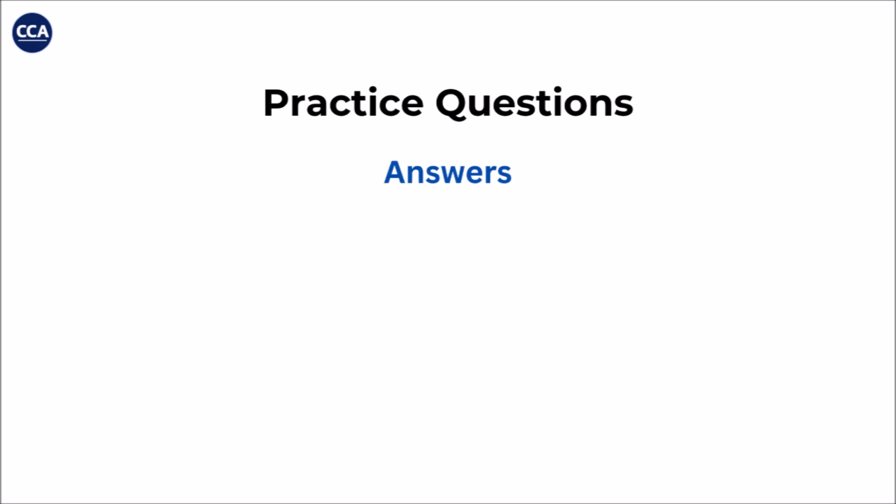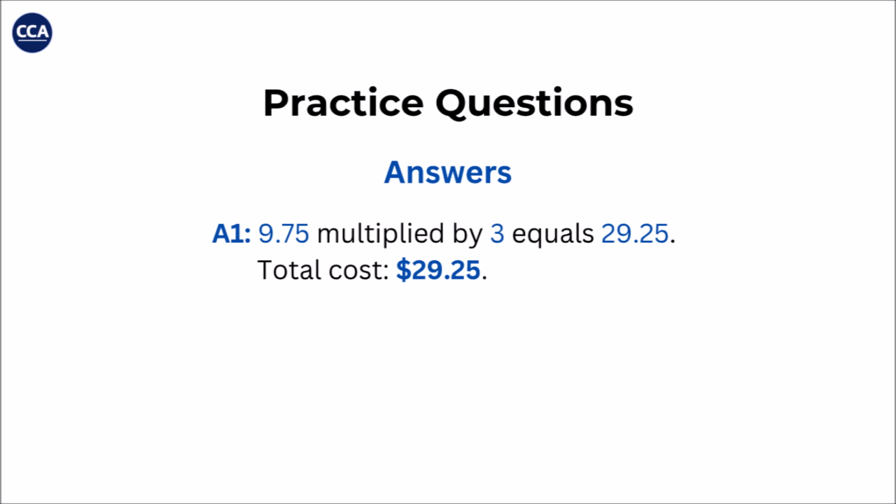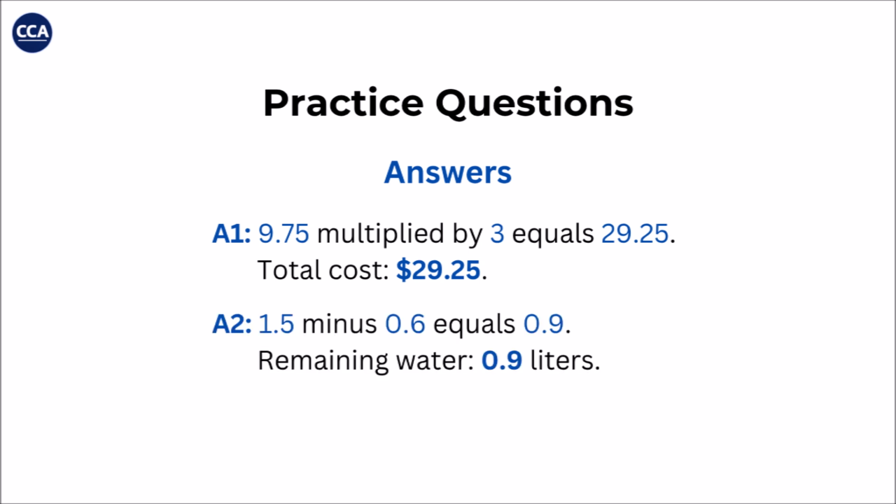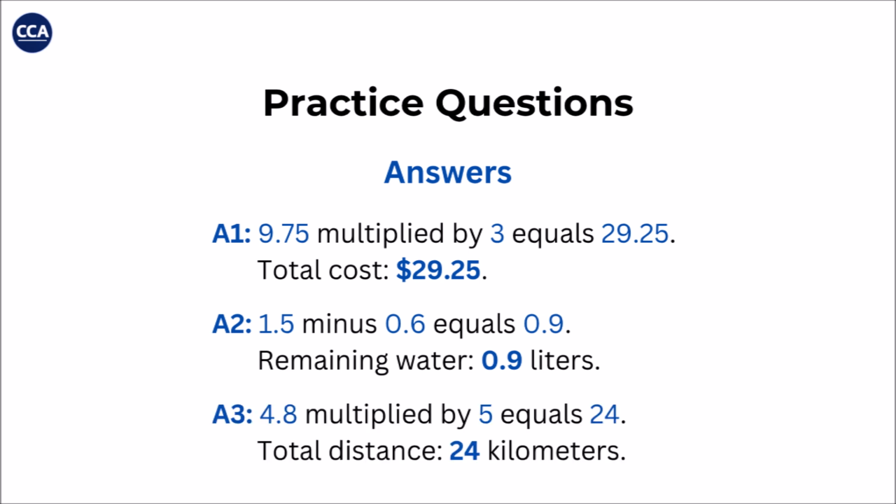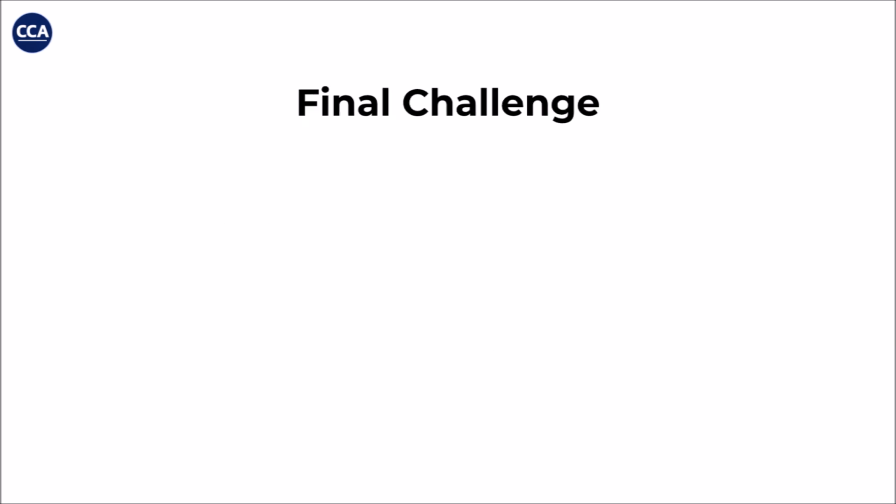Here are your answers. Answer 1. 9.75 multiplied by 3 equals 29.25. Total cost $29.25. Answer 2. 1.5 minus 0.6 equals 0.9. Remaining water, 0.9 liters. Answer 3. 4.8 multiplied by 5 equals 24. Total distance, 24 kilometers. Here is your final challenge, and it's the hardest one in this series.